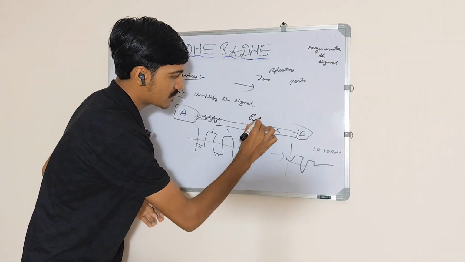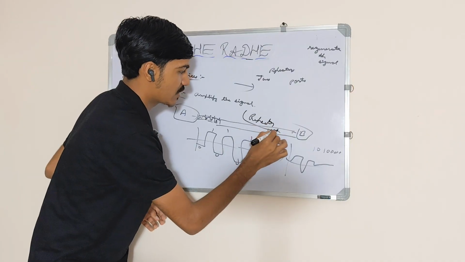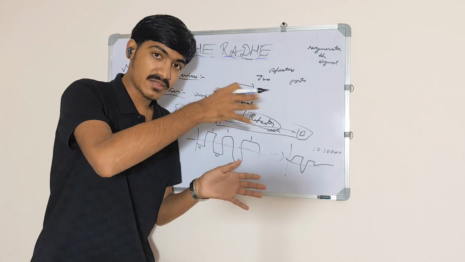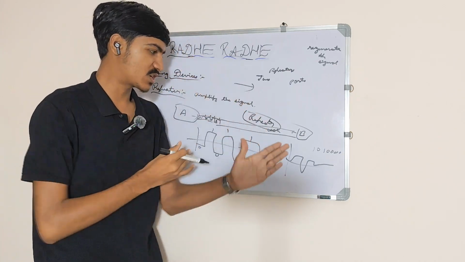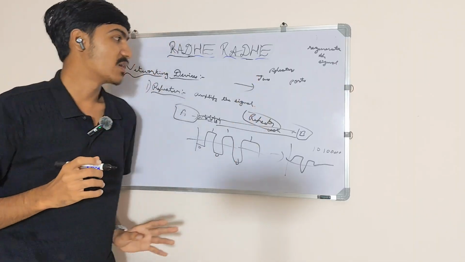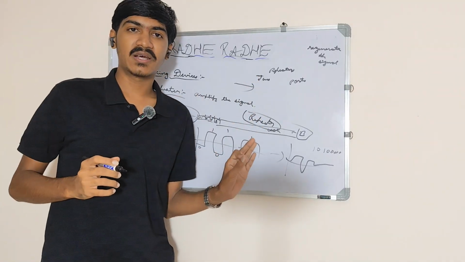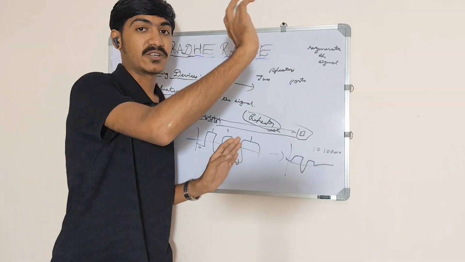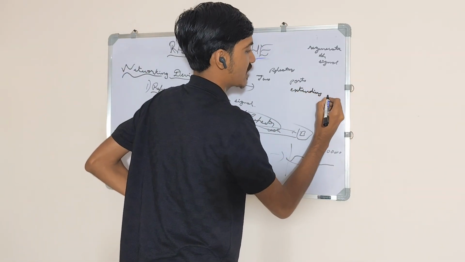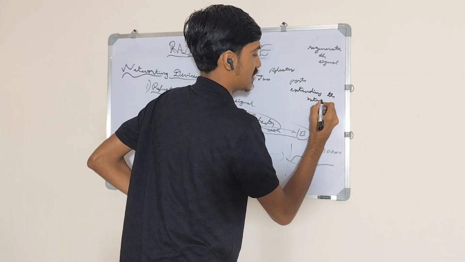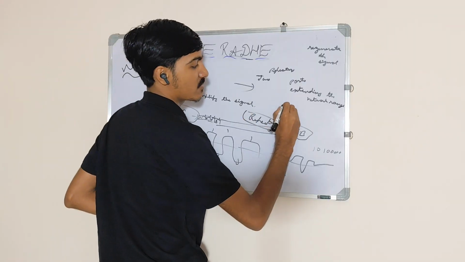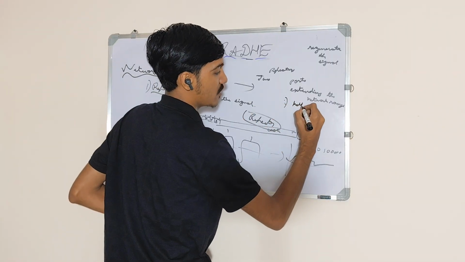Now the repeater sits somewhere here. This device is responsible for taking this signal, regenerating it and boosting it. It gives the correct shape to the signal so that it can travel a further distance. By this you can say the repeater is responsible for extending the network range. Got this point?